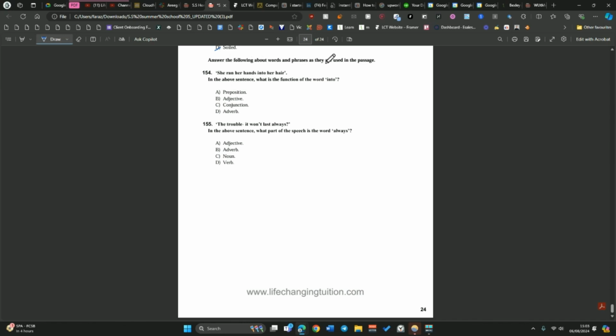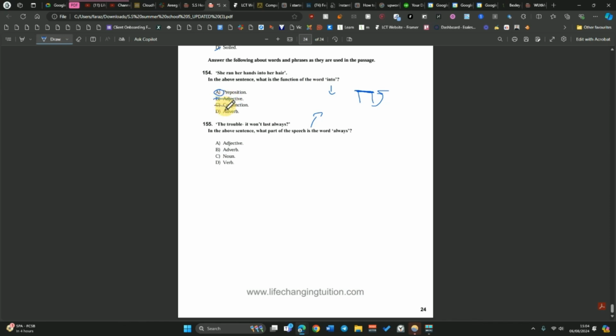Answer the following words and phrases as they're used in the passage. She ran her hands into her hair. In the above sentence, what is the function of the word into? This is a preposition, because if you're doing onto something, onto a table or behind a table, that's the best way to describe a preposition. So into is you're going into something, that's a preposition. Hopefully you should know that from your classes. Prepositions describe a placement, right?